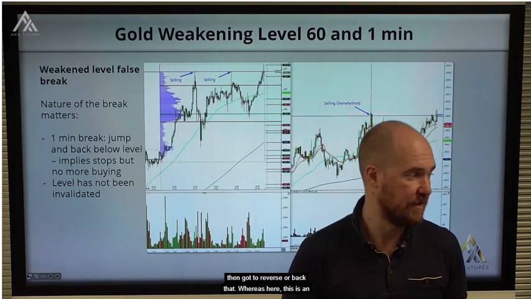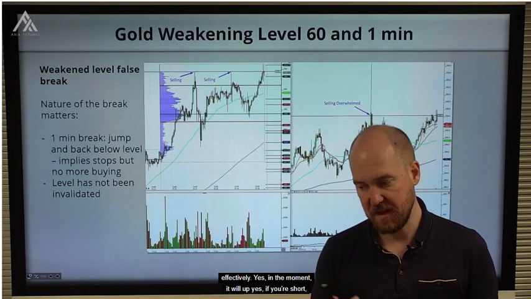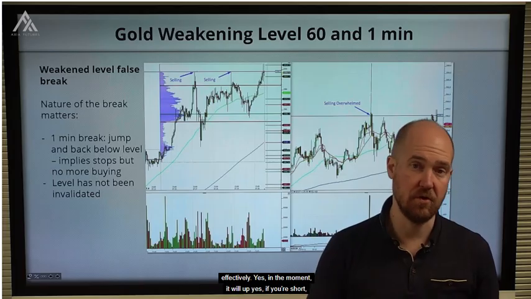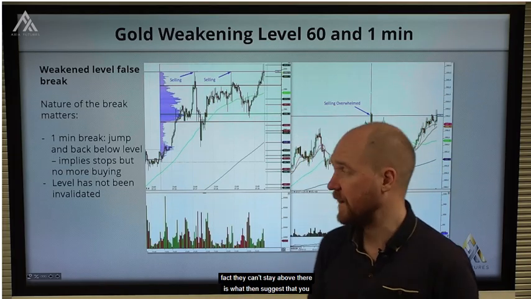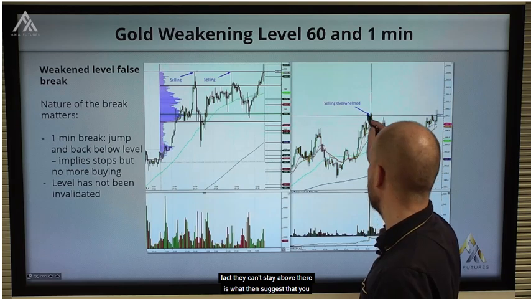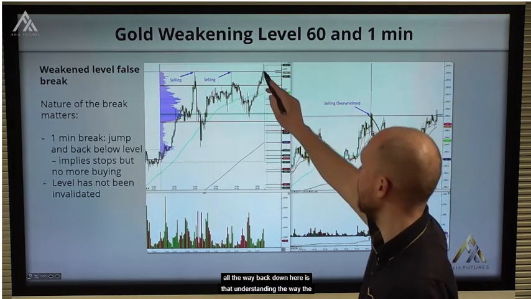Whereas here, this is an instant up, instant back. The level has not been broken effectively. Yes, in the moment it will have. Yes, if you're short, you will get stopped out here. And that will happen. But the fact that it can't stay above there is what then suggests that you can now sell it for the move back down. And that gives you a move all the way back down here.